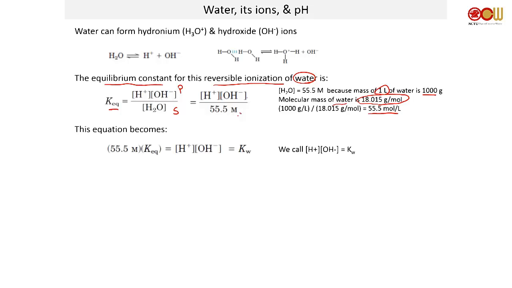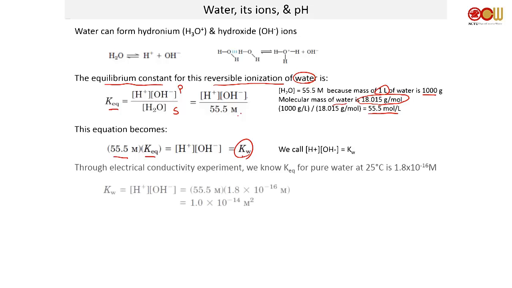Then you rearrange the equation a little bit. You get the equilibrium constant times 55.5. We then just call that Kw, the constant for water.